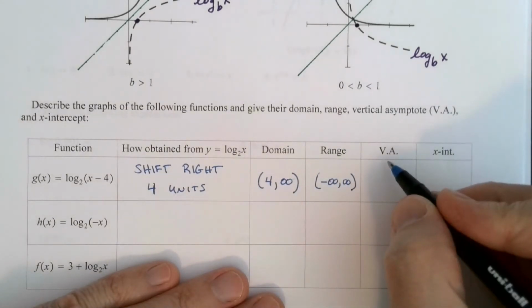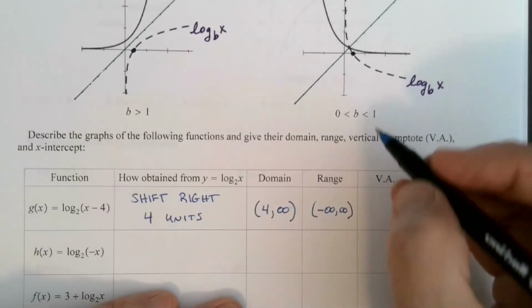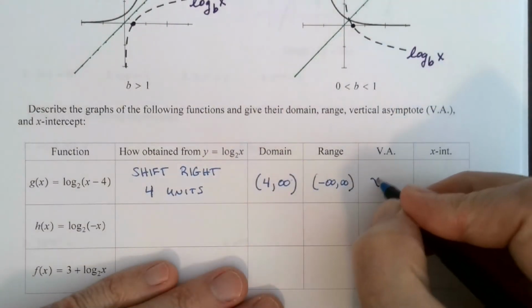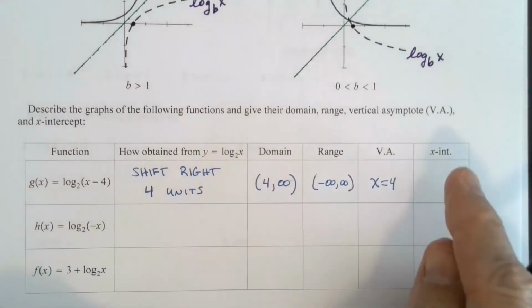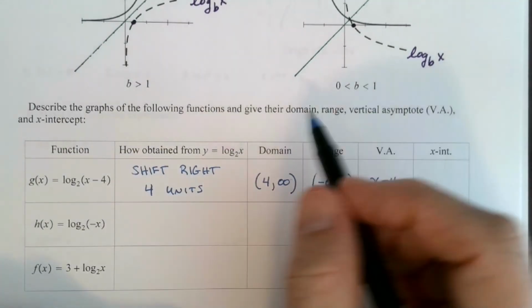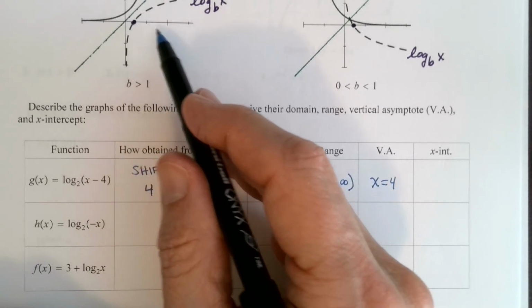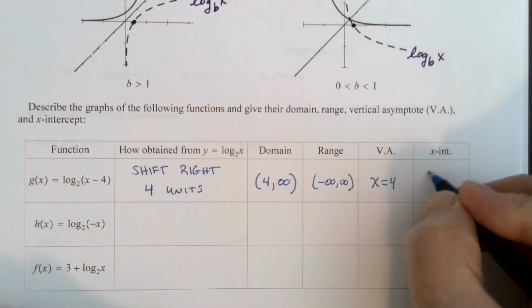What's the vertical asymptote? Well, it was at x equals 0. That was the y-axis. Now everything shifted 4 units to the right, so now it's at x equals 4. And what's the x-intercept? Remember, it was at (1, 0). Now shift it 4 more units. It's (5, 0).